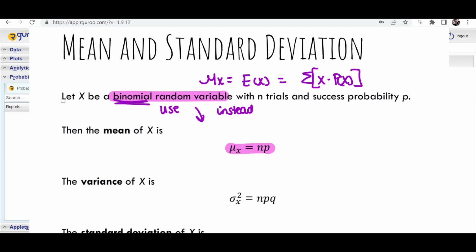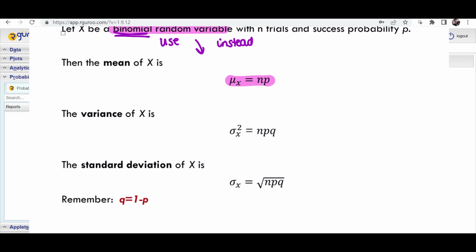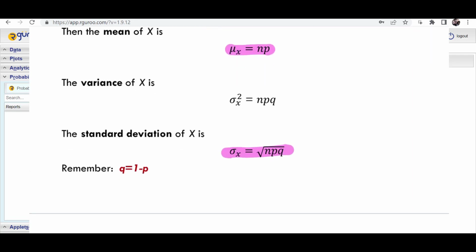Pretty basic. Skip down to standard deviation. The standard deviation is the square root of n times p times q. The variance is the square of that, so I have that in there. It's just npq. But if you want the standard deviation, you find npq, multiply them together, and take the square root. And then just remember that q is the same as the complement of p. It's 1 minus p.